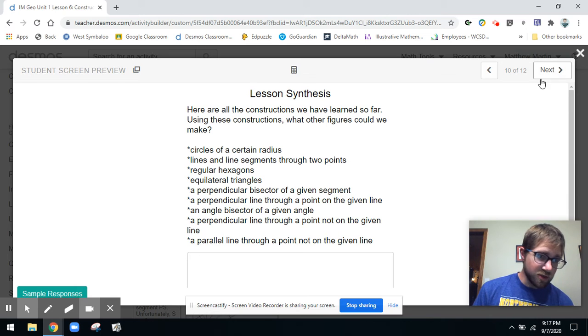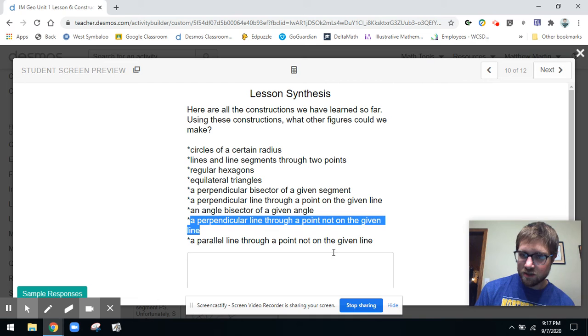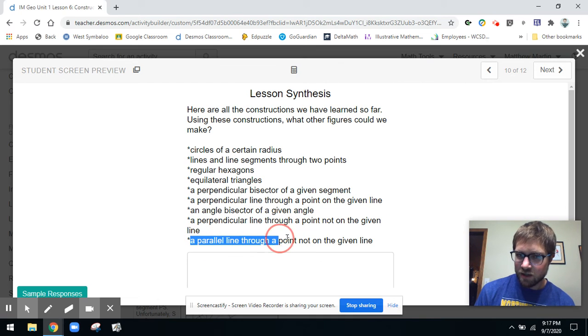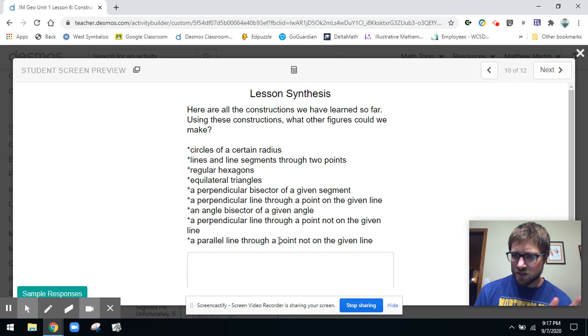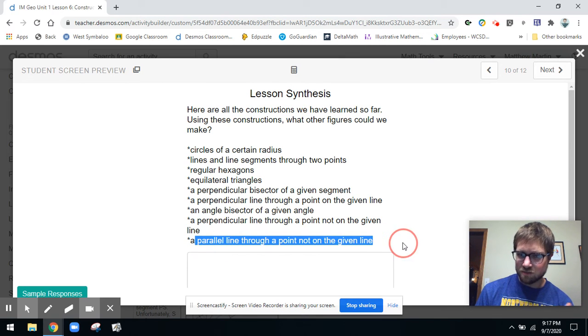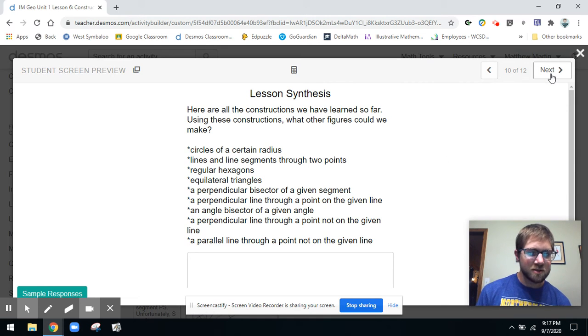So now you know how to make a line perpendicular through a point not on the given line, and you know how to make a parallel line through a point not on the given line. I will mention that there's more than one way to do this second thing, making a parallel line, but the method that we talked about lets us build on things that we've already done before, so I guess that's cool.